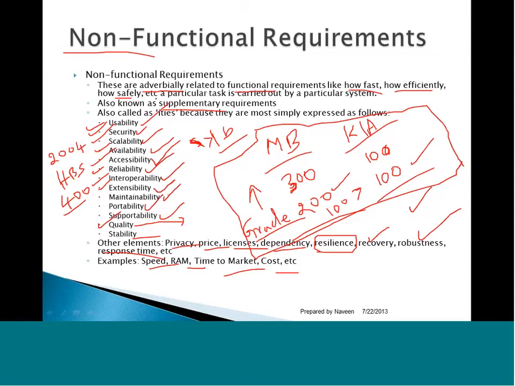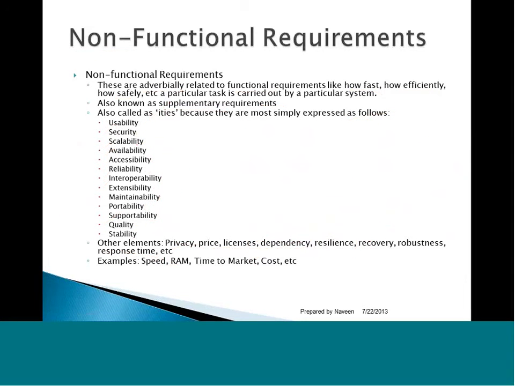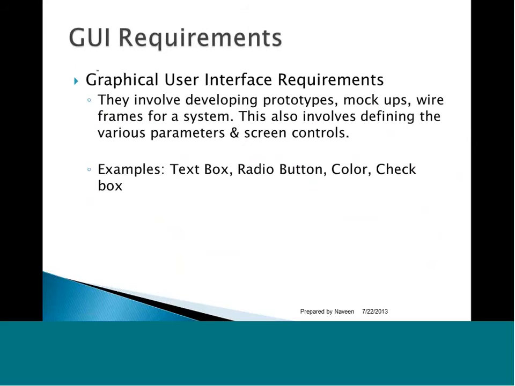Therefore, non-functional requirements are adverbially related to functional requirements, like how fast, how efficiently, how safely a particular task has to be carried out. They are also called supplementary requirements. They are simply called the ITIES, because most of them end with ITY: usability, security, scalability, reliability, availability, accessibility, interoperability, maintainability, extensibility, portability, supportability, quality, stability. For every functional requirement, you would have multiple non-functional requirements. And then there is something called a GUI requirement, graphical user interface requirement, which can involve developing prototypes.